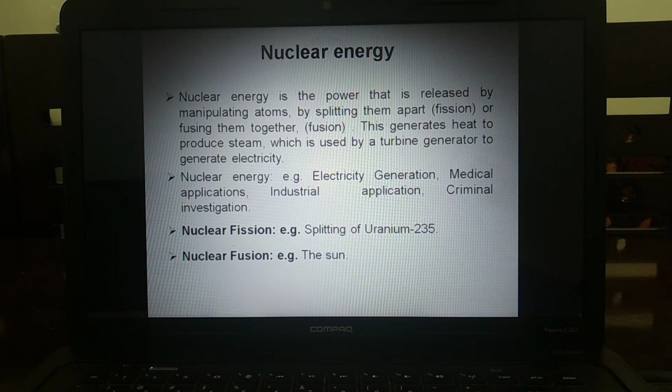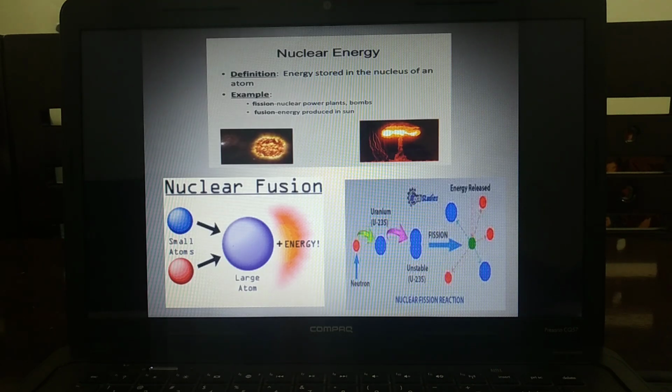Nuclear fission is the splitting of uranium. Nuclear fusion happens inside the sun, where hydrogen nuclei fuse together to form helium, creating the heat energy that warms the earth. In a nuclear fusion reaction, two small atoms join together to form a larger atom with the release of a large amount of energy. In a nuclear fission reaction, uranium-235 is bombarded with a neutron to produce two radioactive isotopes.